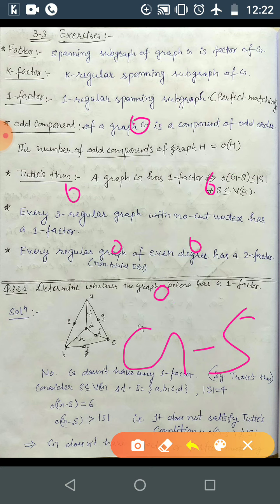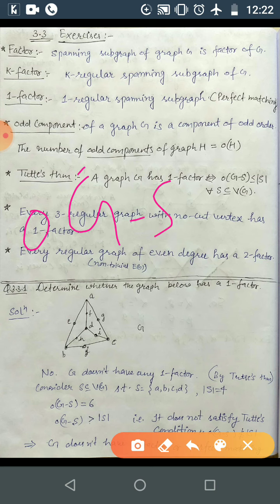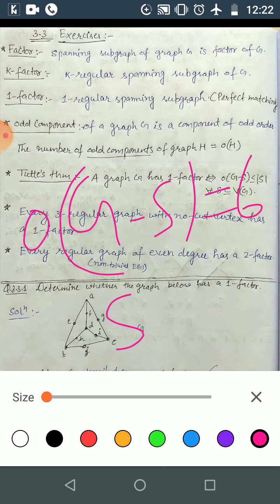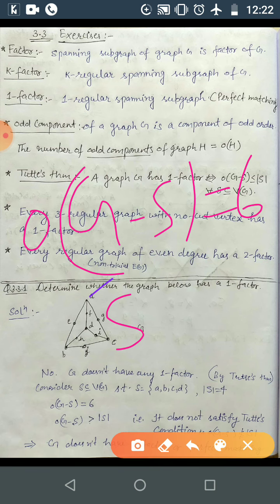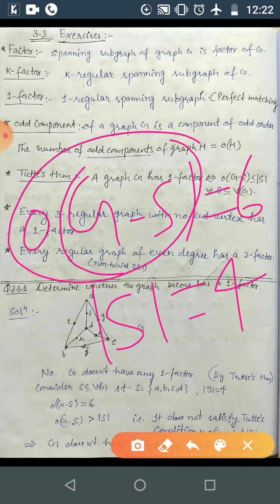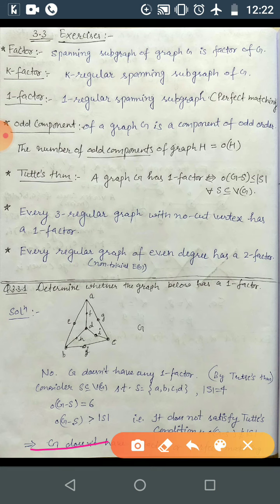So what is the cardinality of these odd components? You can just say O of G minus S. So how many? 6. And S was A, B, C and this middle one D. So what was the cardinality of S? S cardinality is 4, and as you can see, 6 is not less than or equal to the cardinality of S. So that's why Tutte's condition is not satisfied here. That's why G does not have a one-factor.